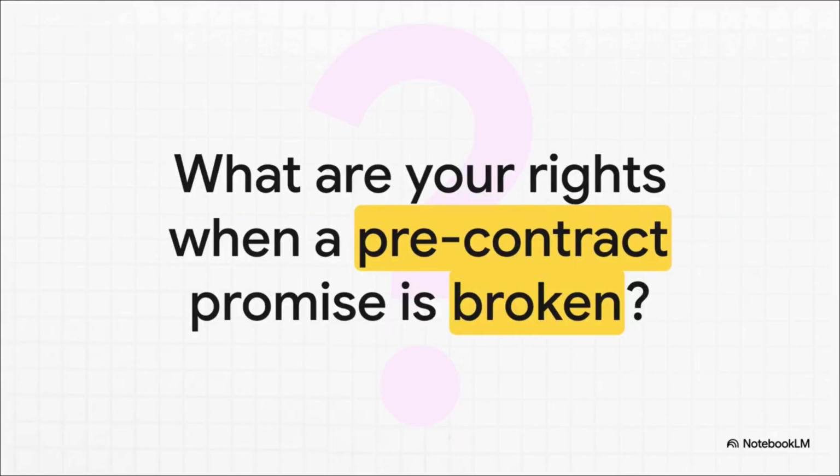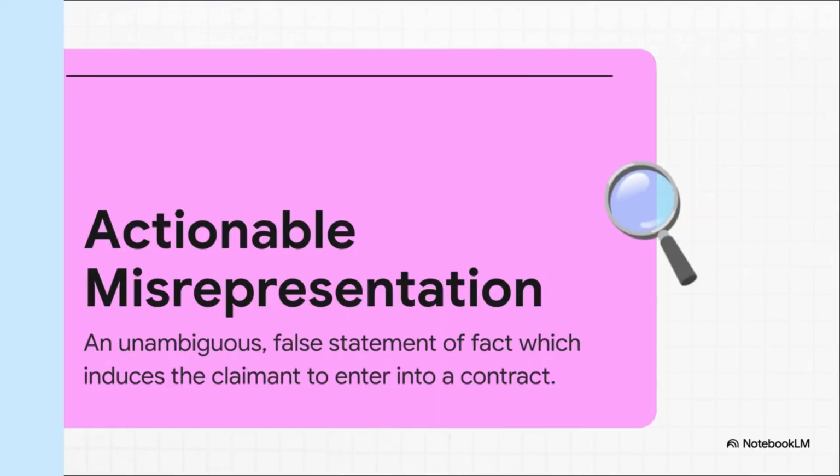Look, we've all been there, haven't we? Someone promises you one thing before you buy something, and then you discover the reality is, well, completely different. So what can you actually do about it? Well, contract law has a very specific tool designed to police those really important statements made before you ever sign on the dotted line.